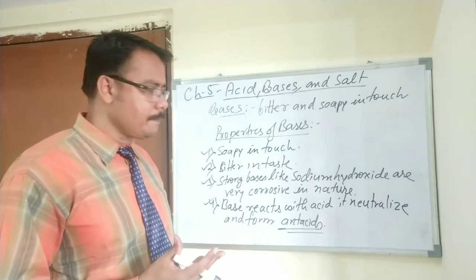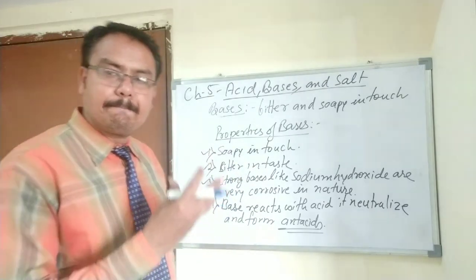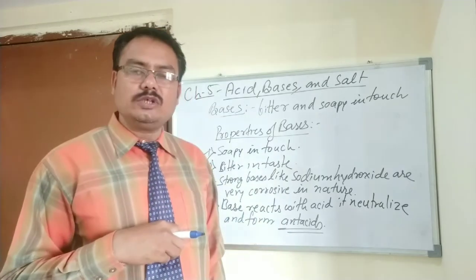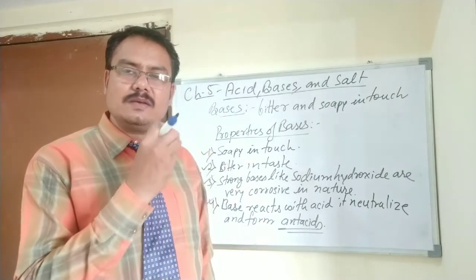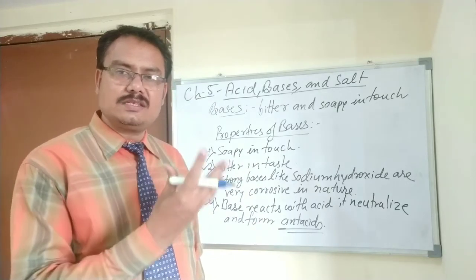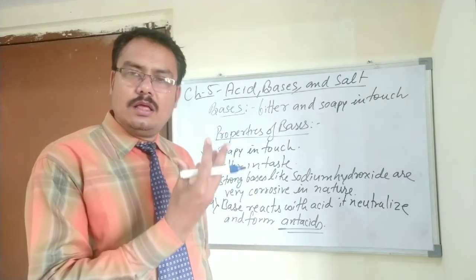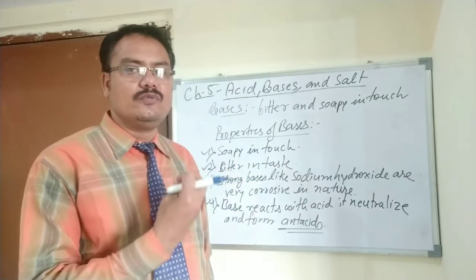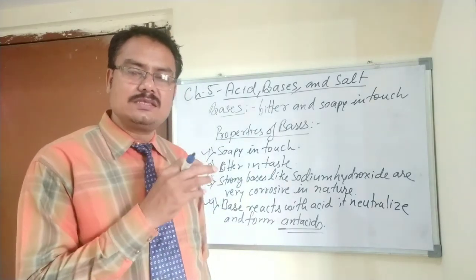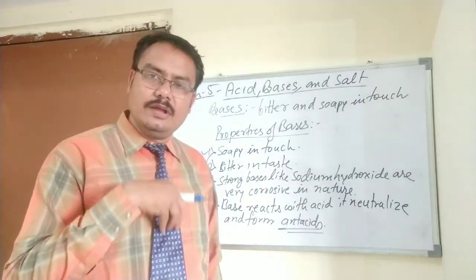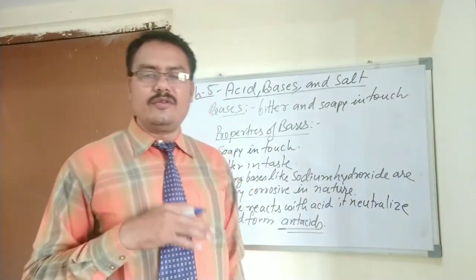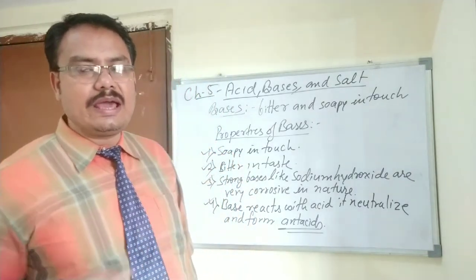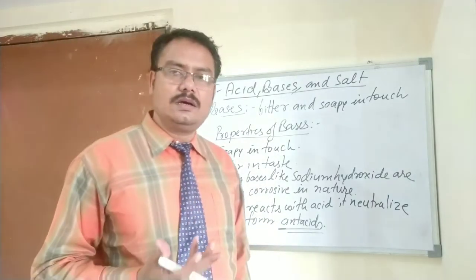Okay student, when too much acidity takes place in the stomach, a tablet which we consume, such as magnesium hydroxide, contains a base. When this base goes and dissolves in our stomach, it reacts with the acid and neutralizes it. That is the antacid.